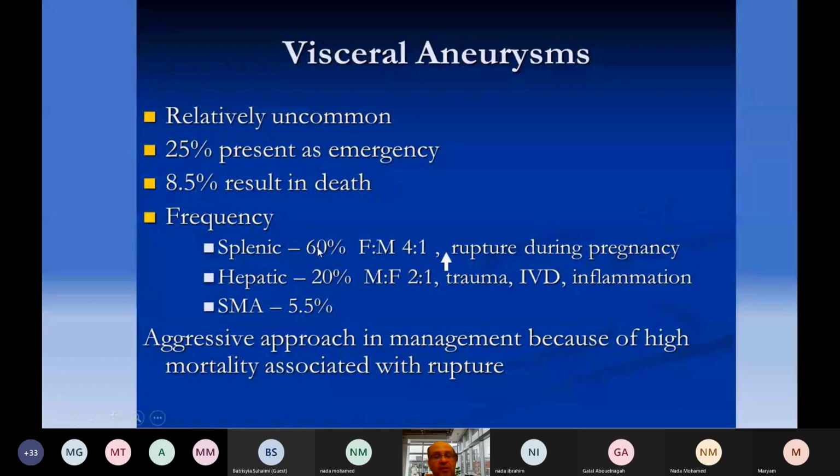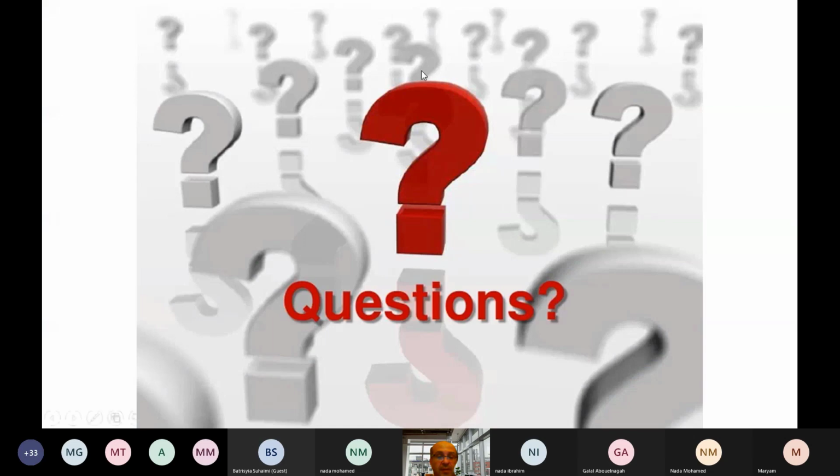Lastly, visceral aneurysm may affect the splenic, hepatic, or superior mesenteric artery. The most affected is the splenic in 60%, followed by hepatic. The importance of visceral aneurysm is that it is silent, but during pregnancy it may rupture due to the effect of hormones, and the patient may suffer from internal hemorrhage and may die.